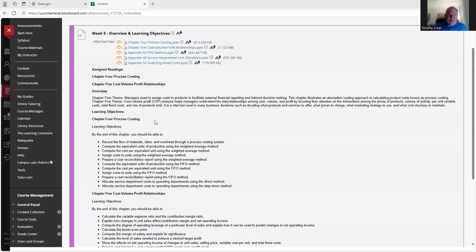Margin of safety, which is kind of a level of profitability. If a company is within their margin of safety, they're still profitable. So a lot of good topics in chapter 5. One of the most useful chapters in the entire book.